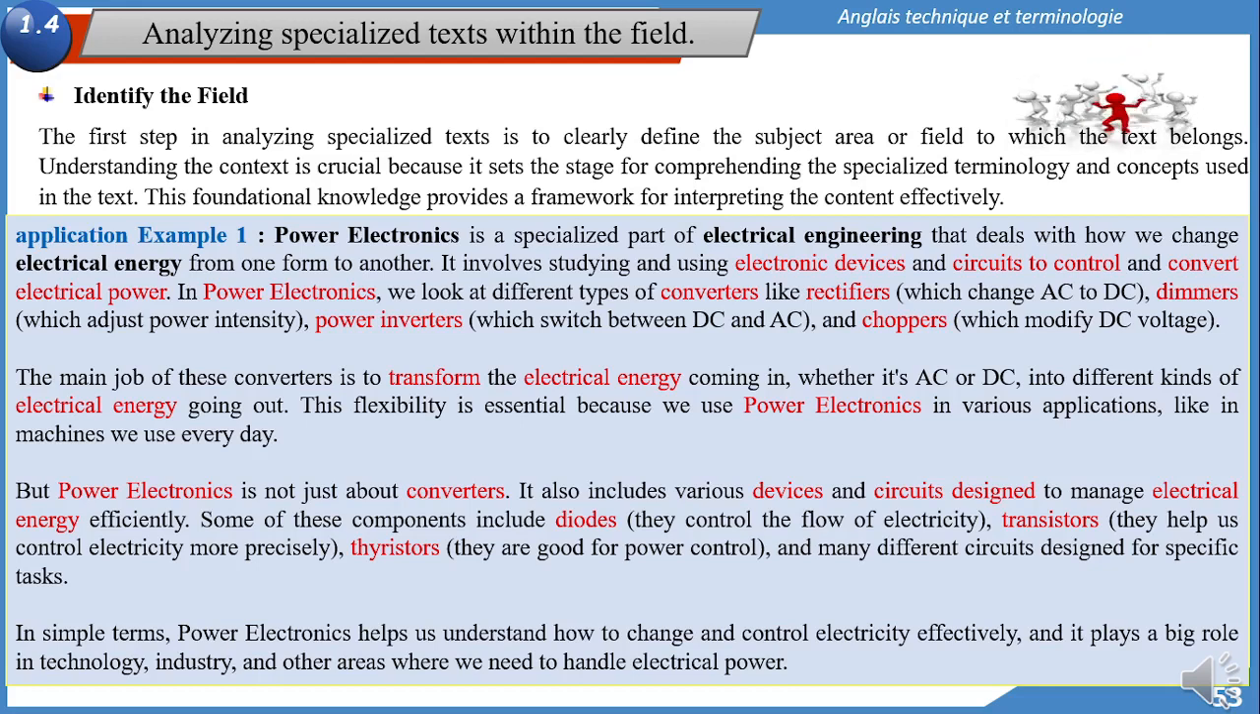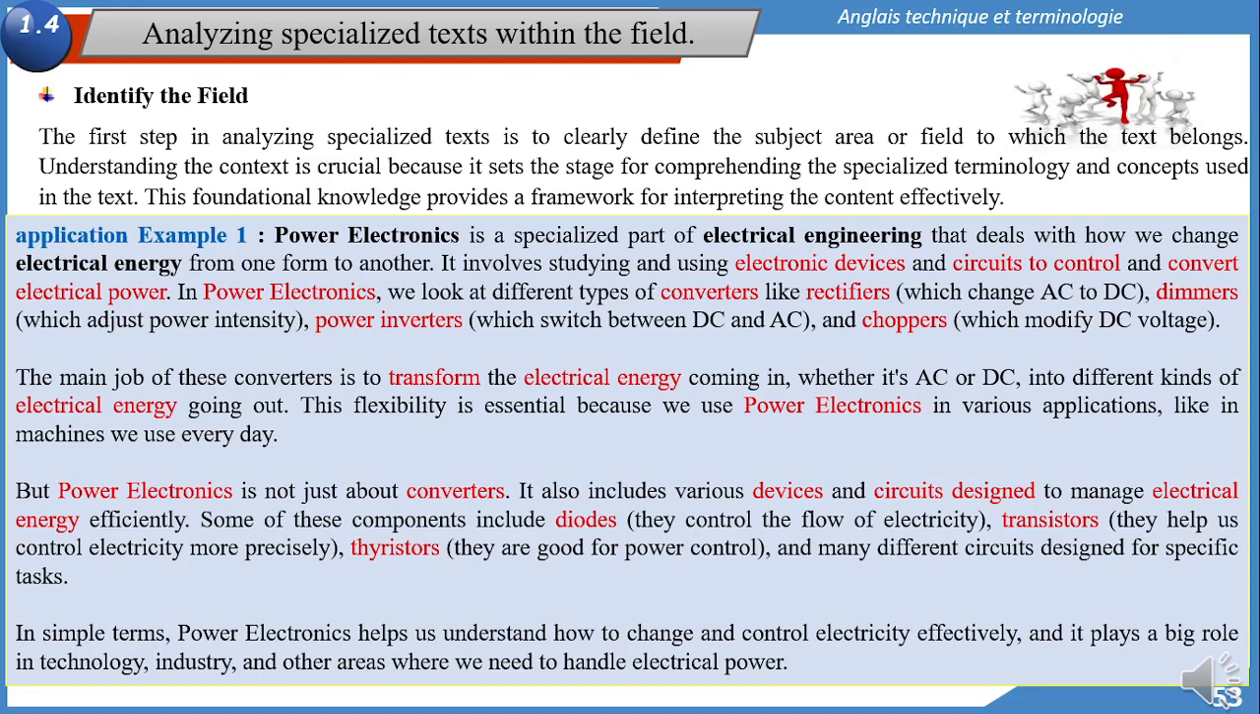Application Example 1. Power electronics is a specialized part of electrical engineering that deals with how we change electrical energy from one form to another. It involves studying and using electronic devices and circuits to control and convert electrical power. In power electronics, we look at different types of converters like rectifiers, which change AC to DC, dimmers, which adjust power intensity, power inverters, which switch between DC and AC, and choppers, which modify DC voltage.